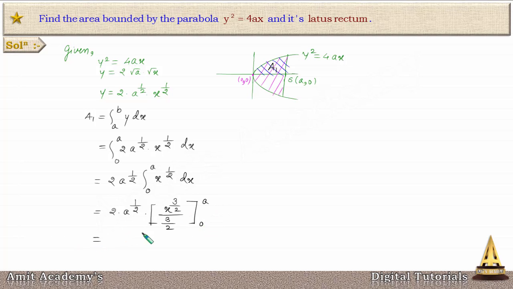So is equal to, now I'll write this 3 by 2 outside this bracket. If this 3 by 2 goes up, it becomes 2 by 3. So 2 into 2 will become 4 upon 3, this a raised to half in square bracket. For this x, first we have to put the upper limit, that is a. So I'll get a raised to 3 by 2, minus, then we have to put 0 for this x, so I'll get 0 raised to 3 by 2.